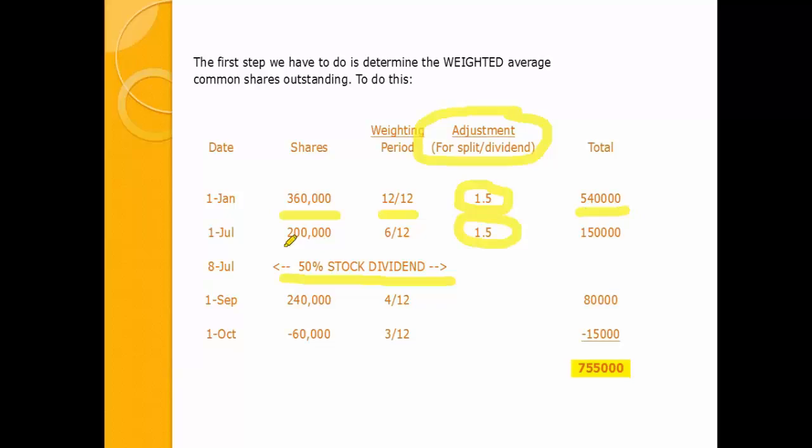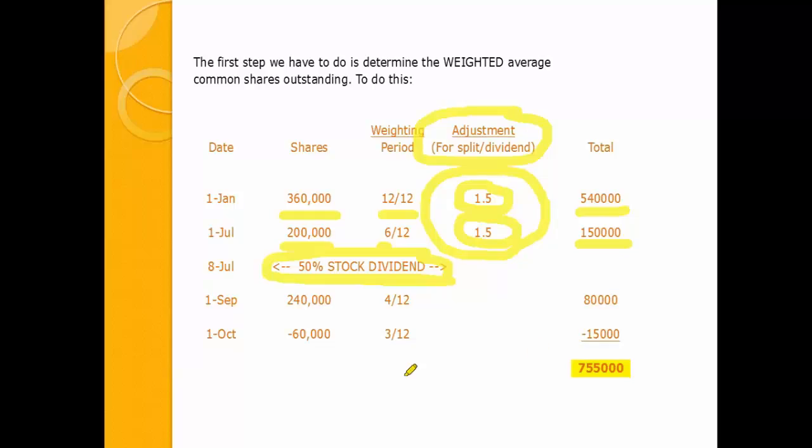The next one is when we issued additional shares on July 1st. These additional shares are only available for the 6-month period, so it's 6 months out of 12. In this case, we multiply it by 1.5, and this is 150,000. So let's understand this: the stock dividend only affects what occurred prior to the stock dividend.